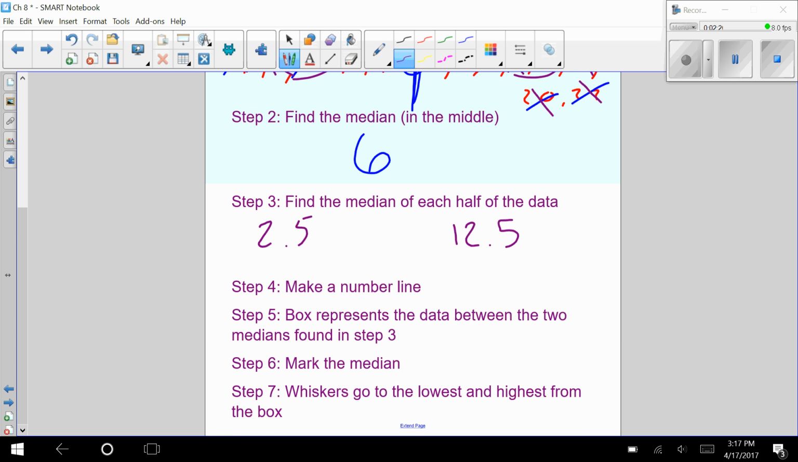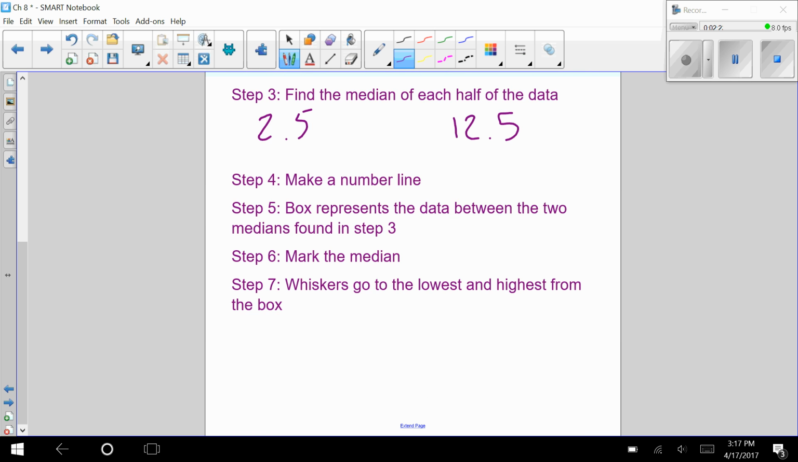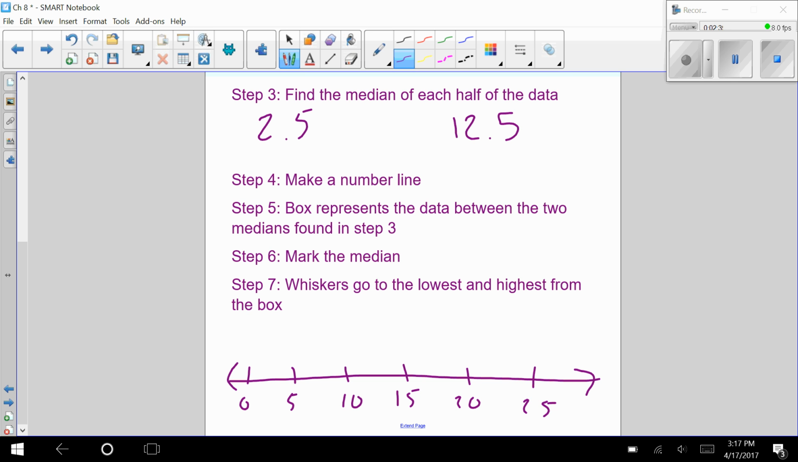Now, for the rest of our box plot, we'll make a number line. So I've got my number line. My number line needs to at least go from 1 to 22 for this one. So let's call it 0, 5, 10, 15, 20, 25. And if I was not doing this on a computer, I would do every single line as a dot or as a dash. So the box represents the data between the two medians found in step 3. So that 2.5 to 12.5, there's our box.